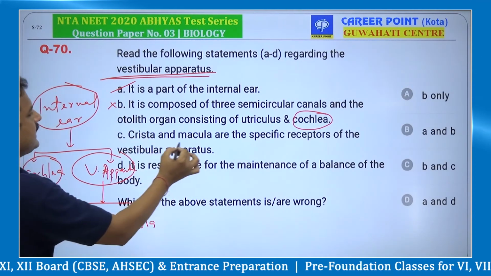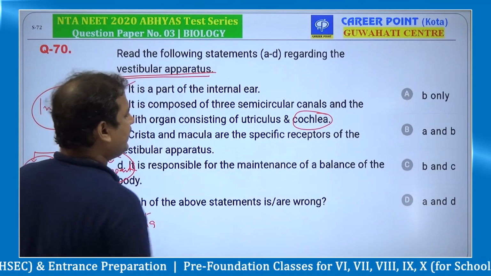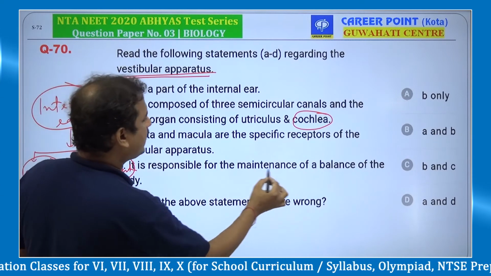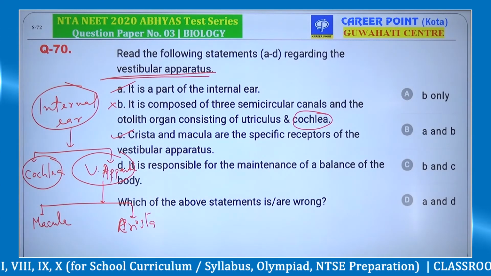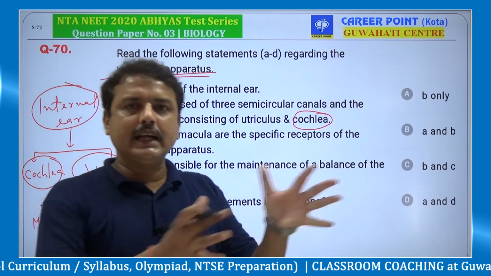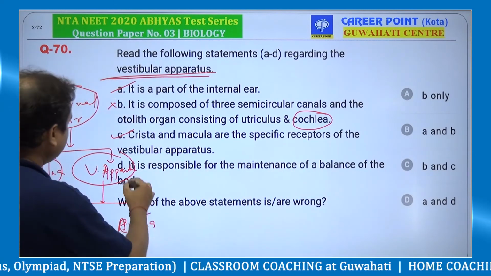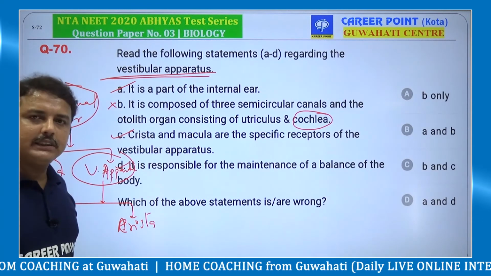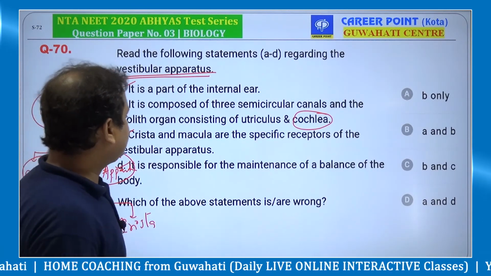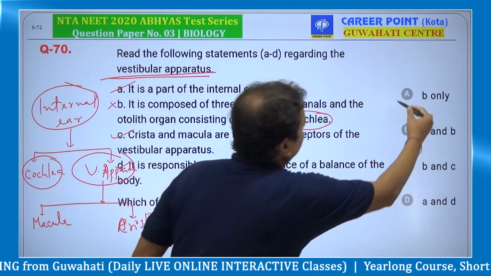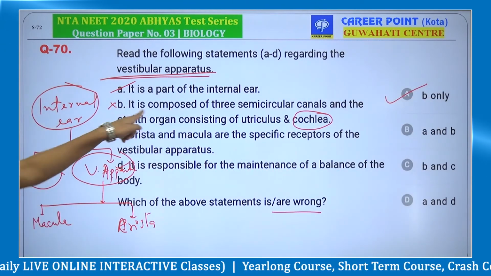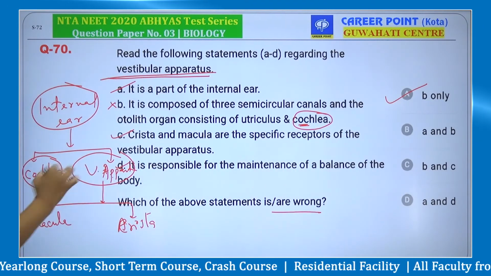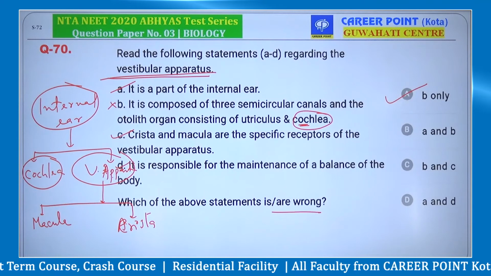Next, crista and macula are the specific receptors of the vestibular apparatus. Yes, correct. It is responsible for maintenance of balance, both static and kinetic balance. So these are also correct. So A, C, D, these three statements are correct. Now, which of the following statements is wrong? So the answer is B, only B. B is the wrong statement. Why? Because cochlea is a part of the internal ear, not a part of the vestibular apparatus. Next question.